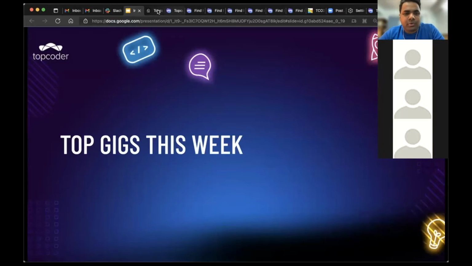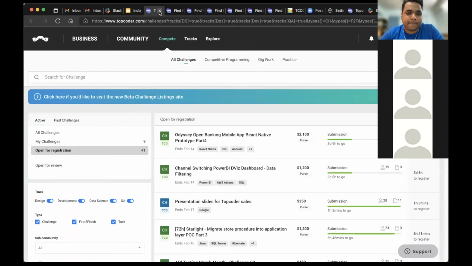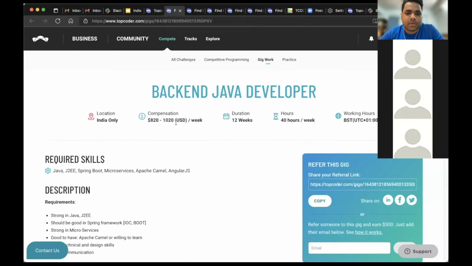Okay, so moving on to the top gigs this week. I'll go through a couple of India only gigs. This call is for South Asia, so it's not only India, because South Asia includes a lot of other countries like Pakistan, Bangladesh, Sri Lanka. But I couldn't find any specific gigs for those countries, so I'll mention a couple of Indian gigs.